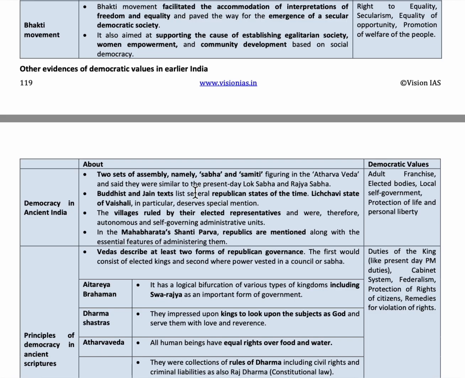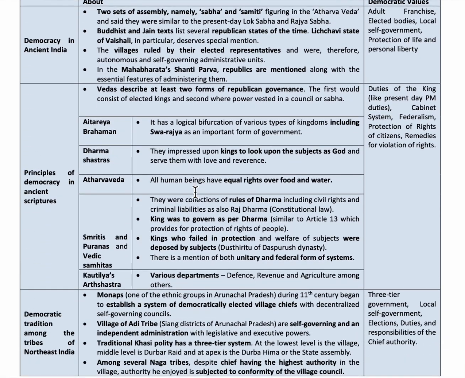In the Atharva Veda, basic necessity rights for food and water for all human beings are given. And the Smritis, Puranas, and Vedic Samitis talk about dharmas, protection of the rights of the people, and concepts of unitary and federal forms of government have been present. Next, coming to Kautilya's Arthashastra, this talks about differentiating public works into different portfolios like defense, revenue, and agriculture ministries, etc.